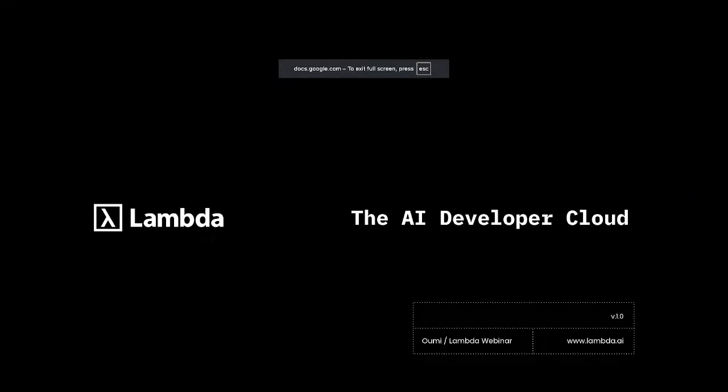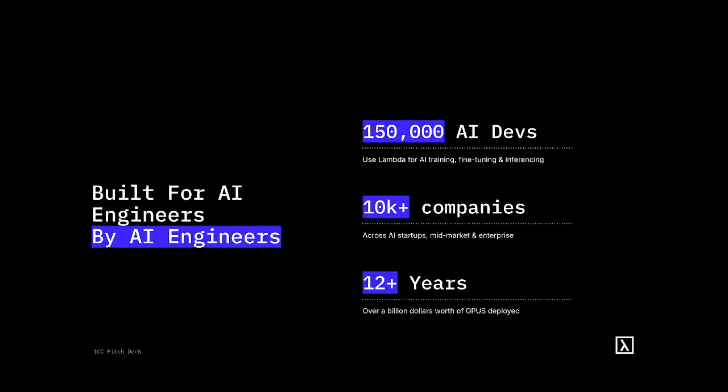Okay. So, as mentioned, Lambda is the AI developer cloud. We serve over 150,000 AI developers, over 10,000 companies, and we've been in business for over 12 years with over $1 billion of GPUs deployed.